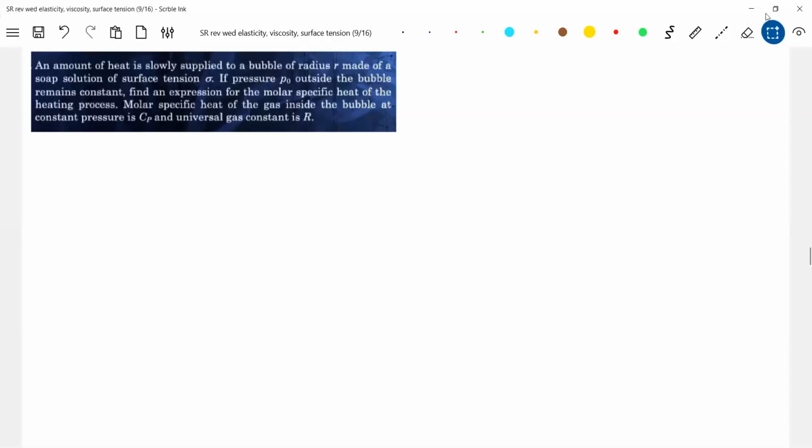It is asking for molar capacity. Directly we will go for the formula. What is the molar heat capacity formula? C is equal to CV plus PdV by RdT. Okay, I'll make you recollect.